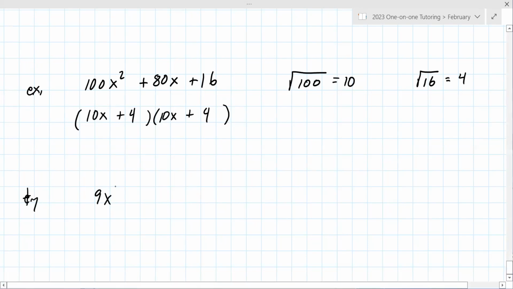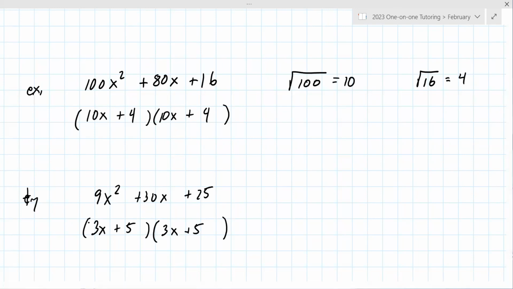So here's one for you to try. Let's go 9x squared plus 30x plus 25. So that would be 3x plus 5. Okay. What about the other one? Oh, so 3x plus 5. Very good.